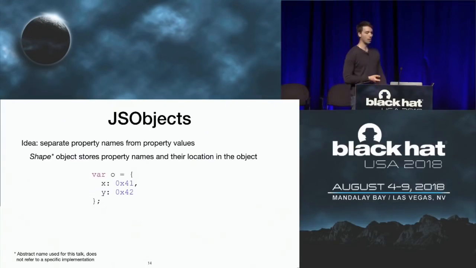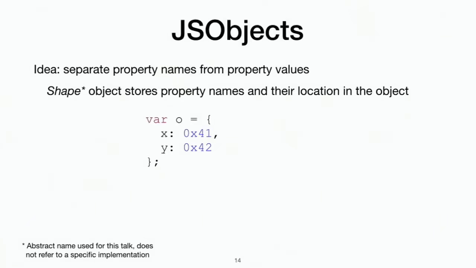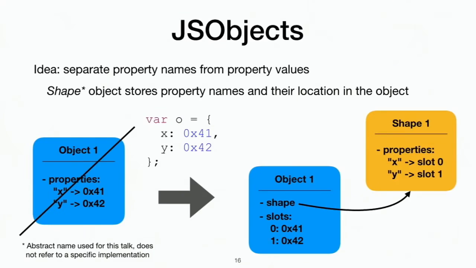In reality, in all of the major engines right now, they essentially separate property name information from value information. And then they have this object that I'll just call a shape for this talk. This shape object essentially stores the property names. So let's look at that. Again, this is the object we want to represent, with X and Y properties. Instead of having this object store a hash map mapping strings to values, we have the object which points to its shape. That's a separate object. Now this shape essentially maps property names to integers.